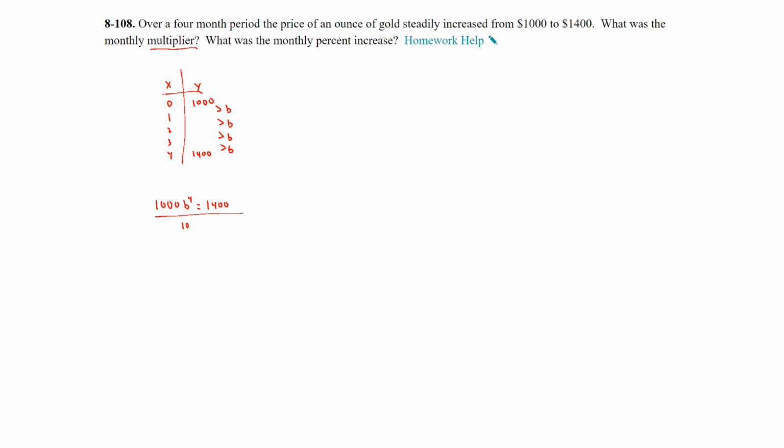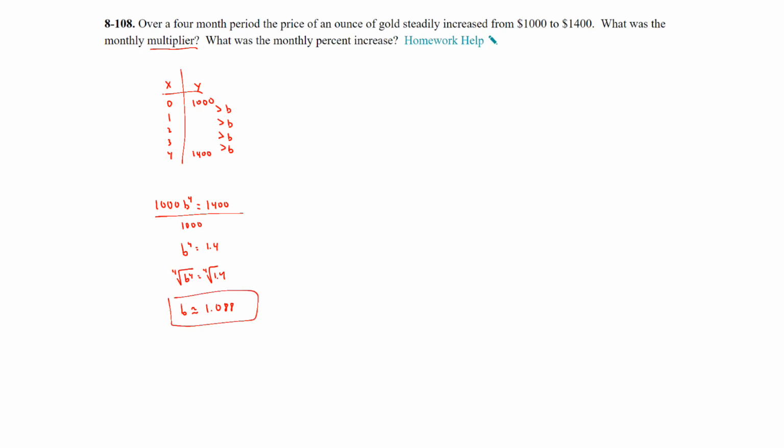So we can start off by dividing by 1,000. And that would be 1.4, and then we will have to take the 4th root of 1.4. And when we do that, we get b to be approximately 1.088, going 3 places. And so the monthly multiplier we found out to be this right here, approximately.